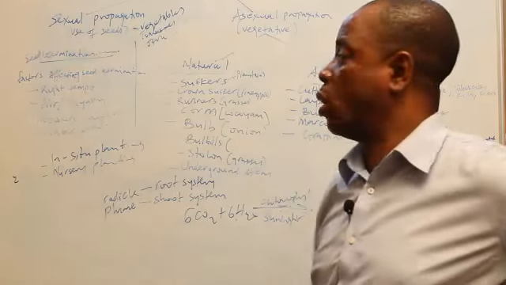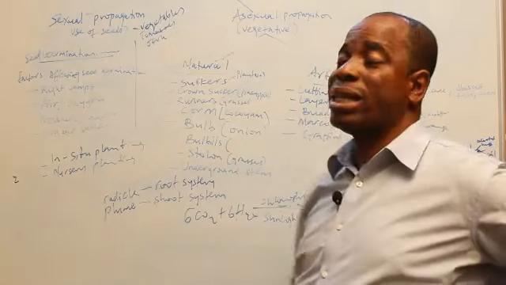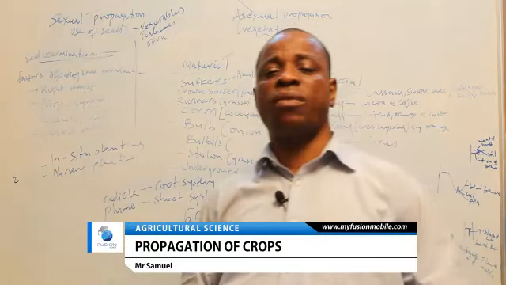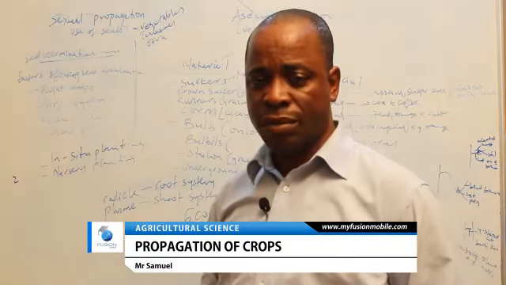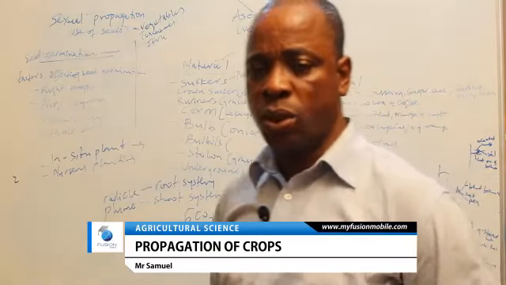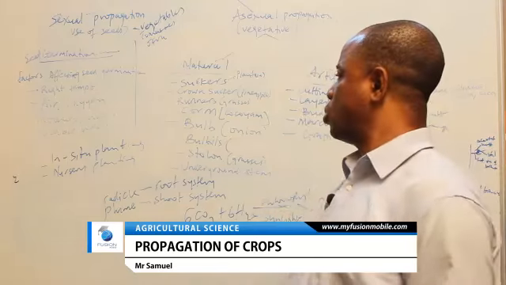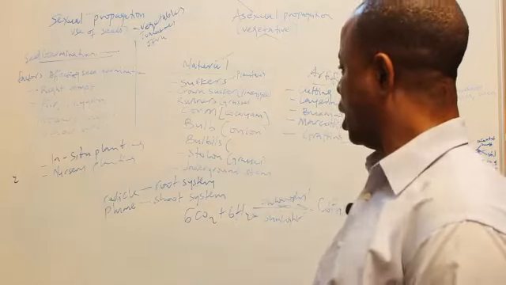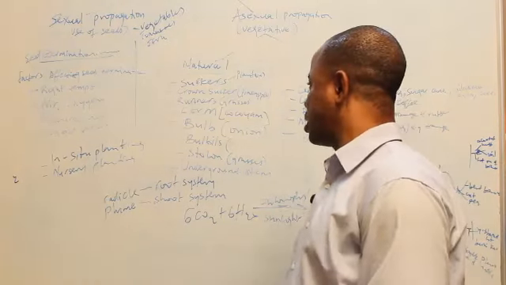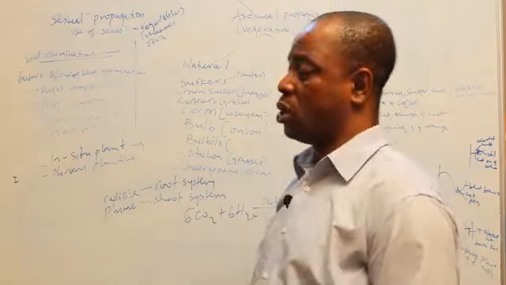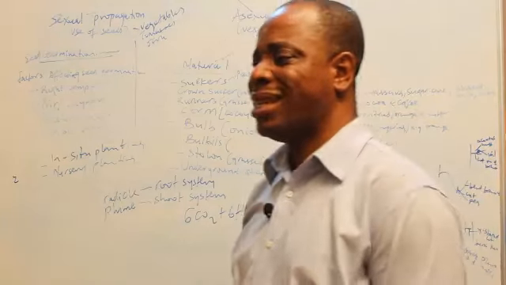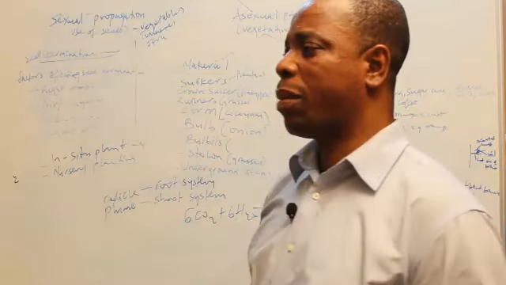Natural asexual propagation is when the plant on its own is able to produce its young ones, without the involvement of man, from its stem or its root or any part of its body. Once it's able to produce its own young ones, it is known as natural propagation. Examples include suckers. Suckers are seen in plantain. That one consists of a young plantain emerging from the base of the plantain tree.